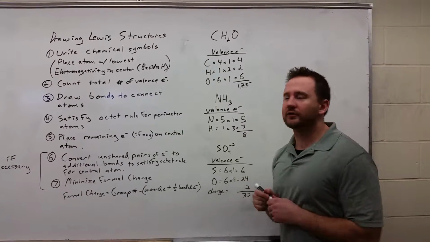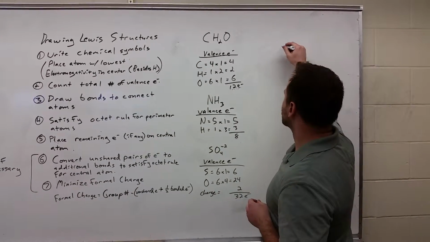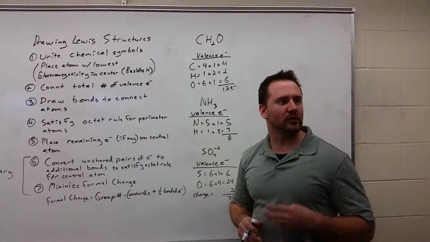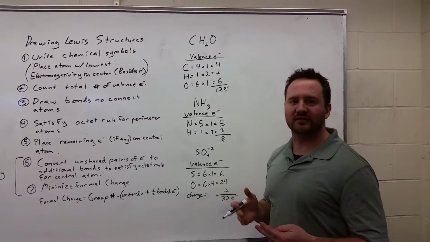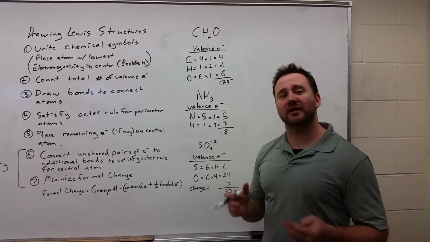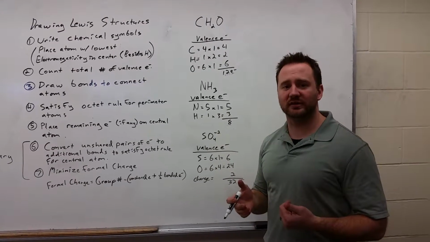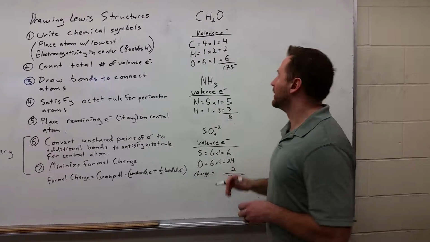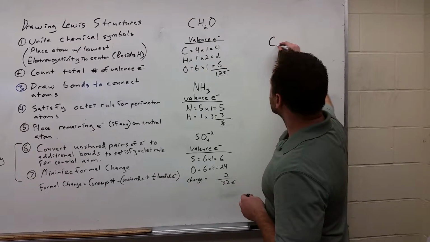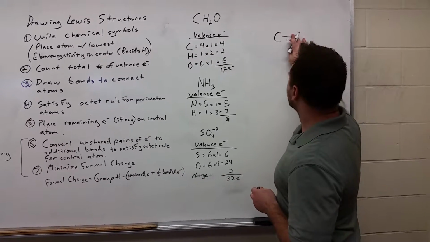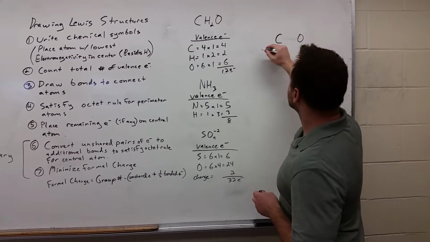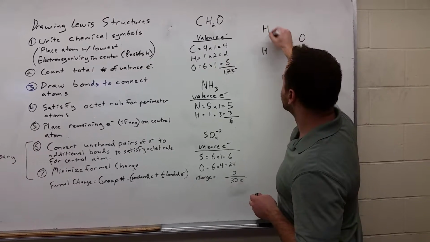The first thing we're going to do is write the chemical symbols for the elements, and we're going to place the element with the lowest electronegativity in the center, with the exception of hydrogen, because hydrogen will always be a terminal atom since it can only have 2 electrons in its outer shell and form only one bond. So we'll put the carbon in the middle, and we'll have the oxygen and 2 hydrogens surrounding it.